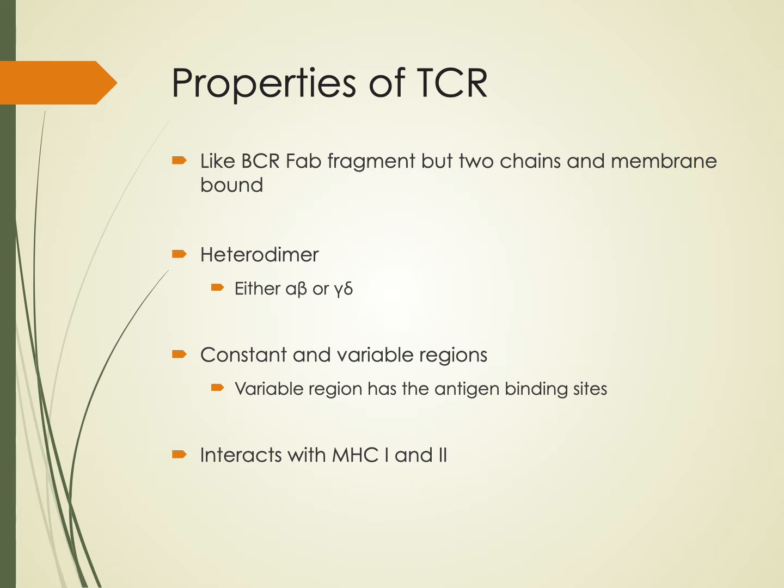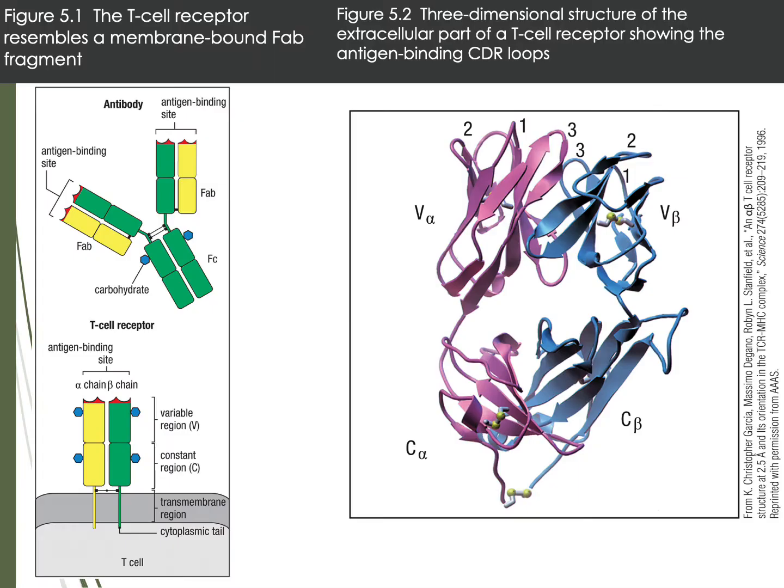Unlike the B cell receptor, which has 2 antigen binding sites per receptor, the T cell receptor only has a single antigen binding site. And the T cell receptor is going to be able to interact with MHC class 1 and class 2. And we'll look more at that when we look at presentation.